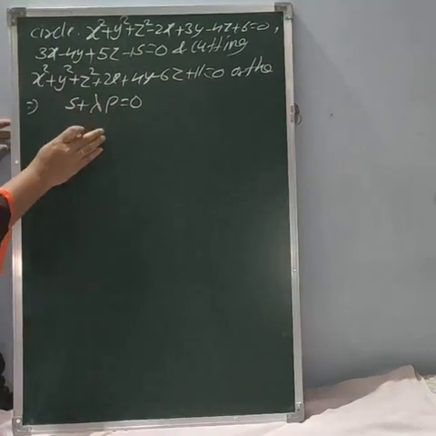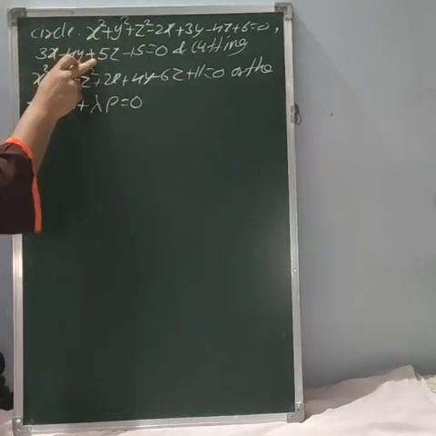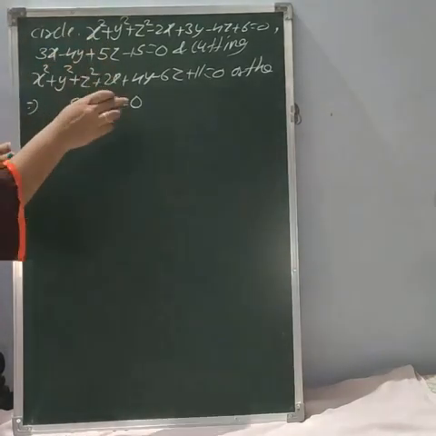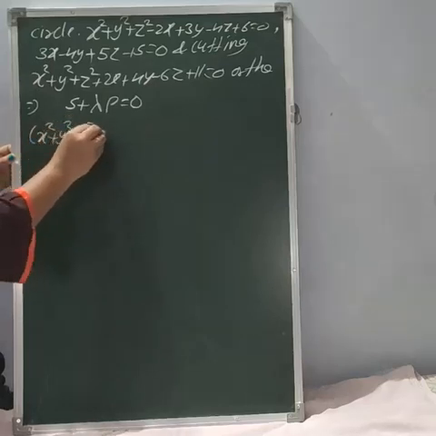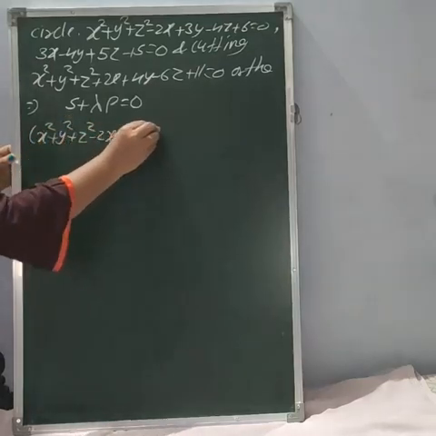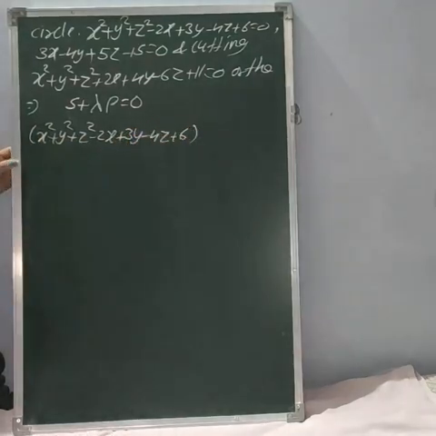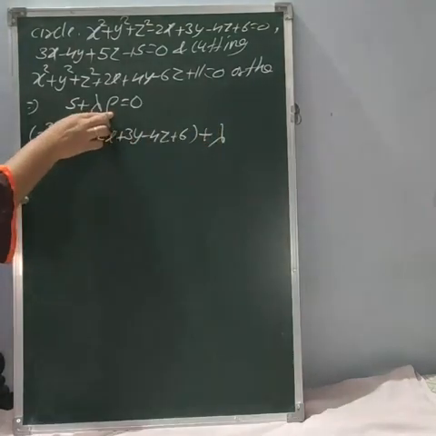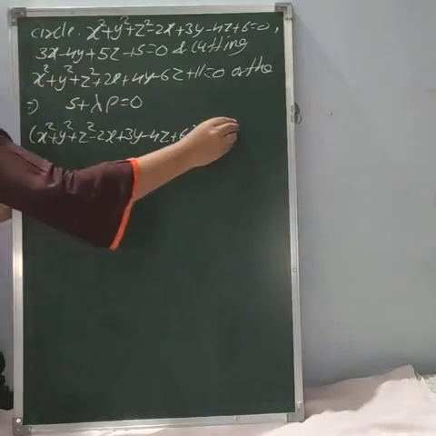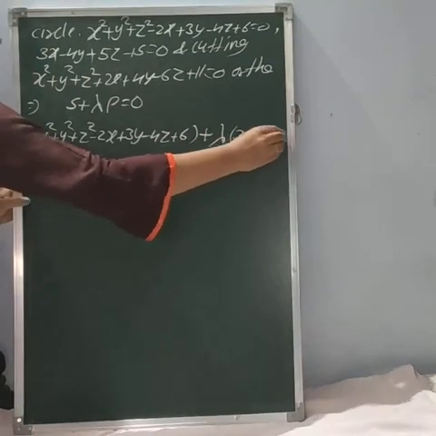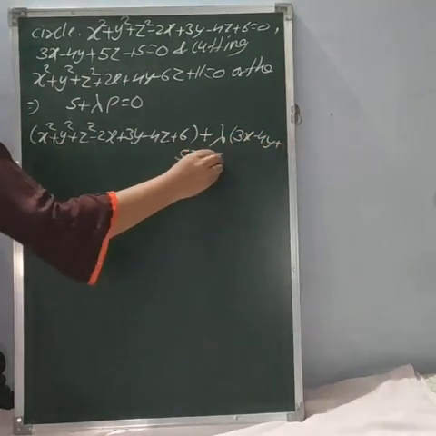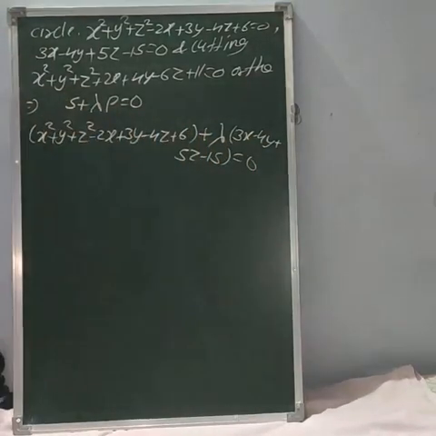Now what is the given circle? We have to consider this equation of a sphere and this equation of a plane together representing the circle, and we denote the equation of the sphere as S. So I will write x square plus y square plus z square minus 2x plus 3y minus 4z plus 6 plus lambda into P. P is nothing but the given equation of the plane, 3x minus 4y plus 5z minus 15, equal to 0. So this is the required equation of the sphere.